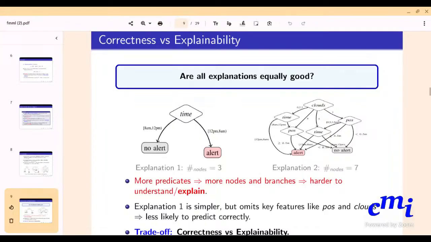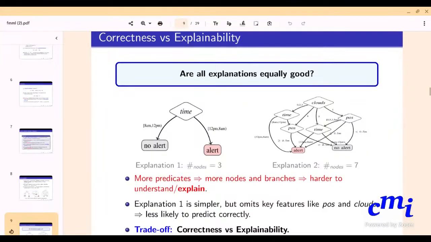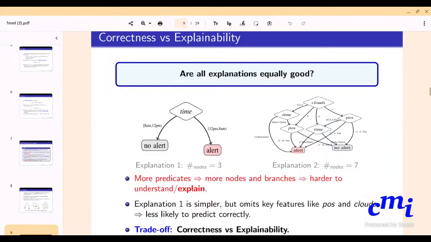So where have you defined an explanation? Have you defined an explanation here? Yes, above. Should I go to that slide? Yeah.